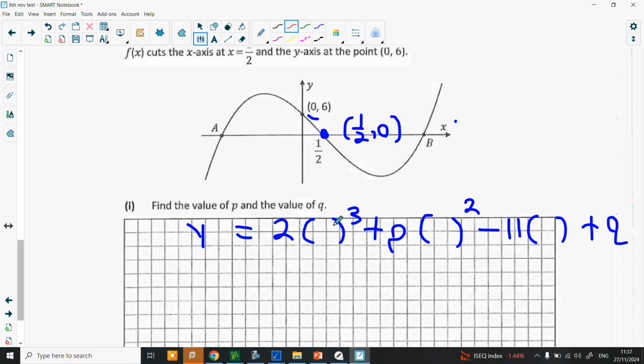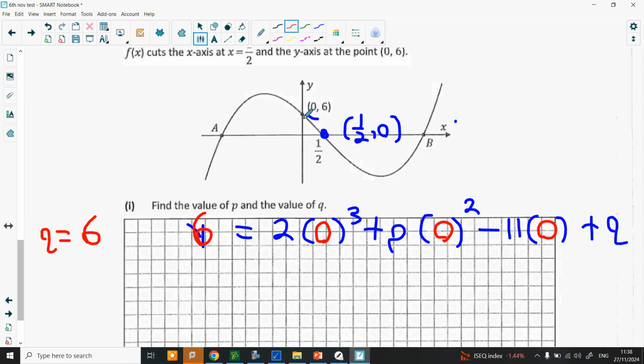Now, so here we go. What I'm going to do is I'm going to replace y with 6 and x with 0. And most people got this out. What does that mean about the q value? Q value is 6. You happy enough with that?